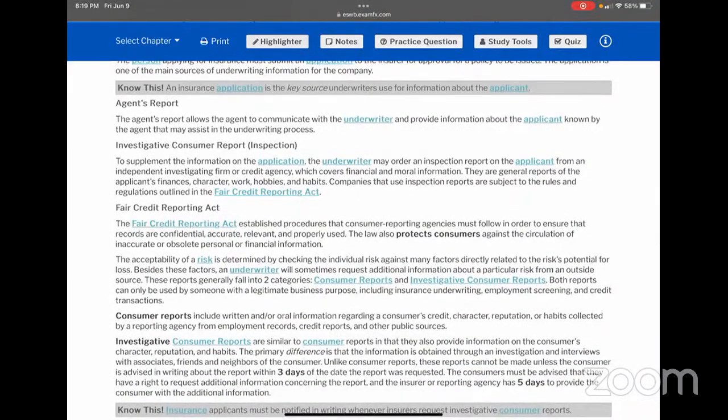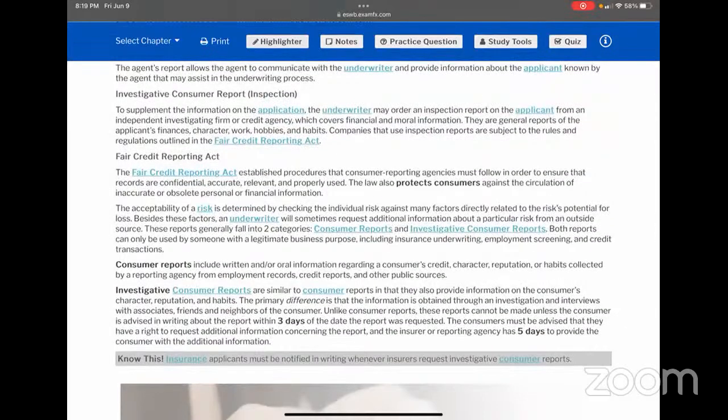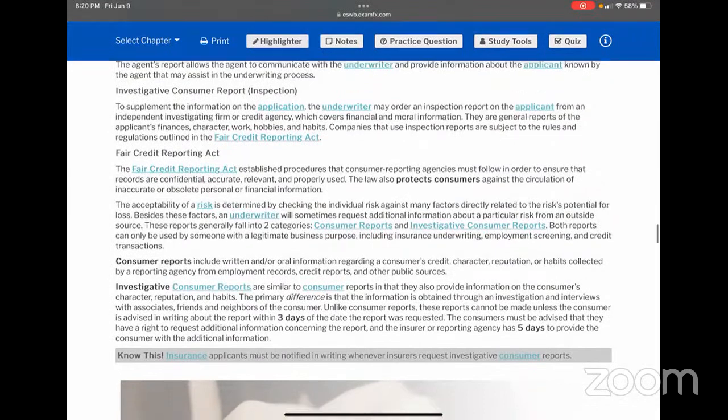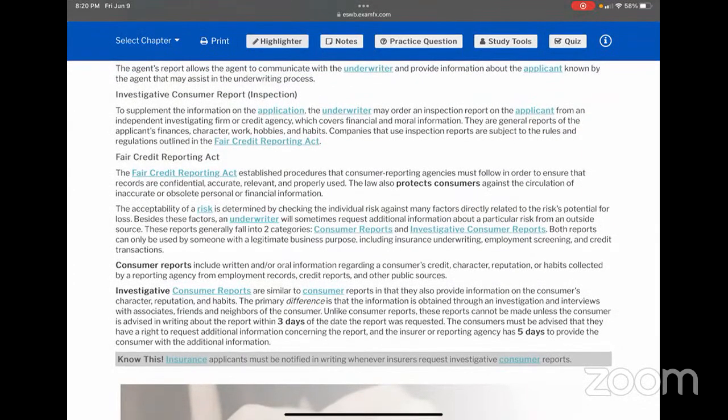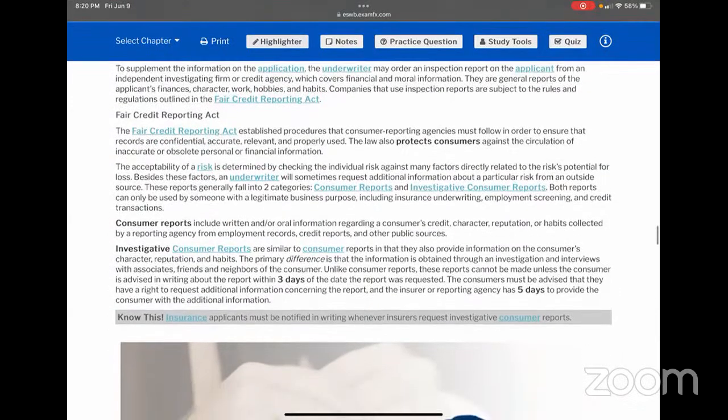Agent's report. The agent's report allows the agent to communicate with the underwriter and provide information about the applicant known by the agent that may assist in the underwriting process. Investigative consumer report. This is the inspection. To supplement the information on the application, the underwriter may order an inspection report on the applicant from an independent investigating firm or credit agency, which covers financial and moral information. They are general reports of the applicant's finances, character, work, hobby, and habits. Companies that use inspection reports are subject to the rules and regulations outlined in the Fair Credit Reporting Act. What is the Fair Credit Reporting Act?